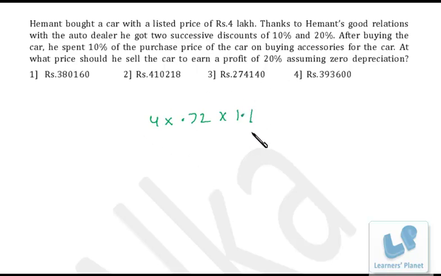Now this is the cost price. Now he wants to earn a profit of 20%. That means the selling price should be 1.2 of this. Okay. Now friends, in 4 lakh, we have 5 zeros. So 1, 2, 3, 4. This cancelled. We are just left with 1, 0. That means after all the multiplication we will have 0 at the units place.